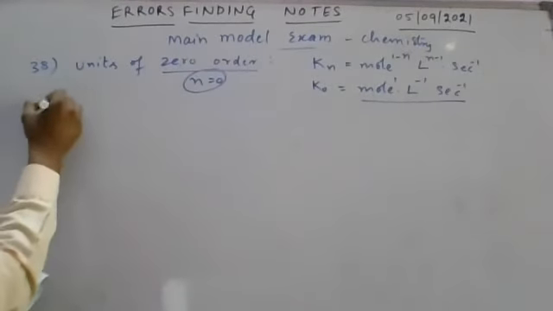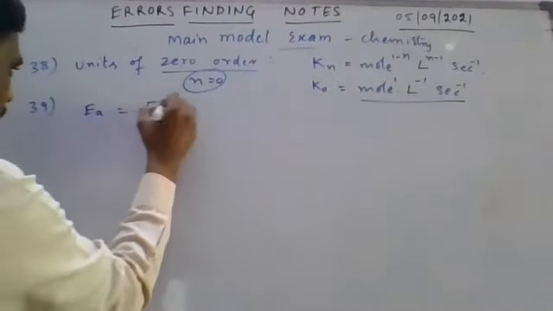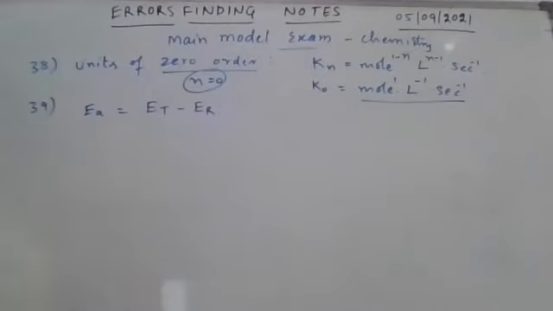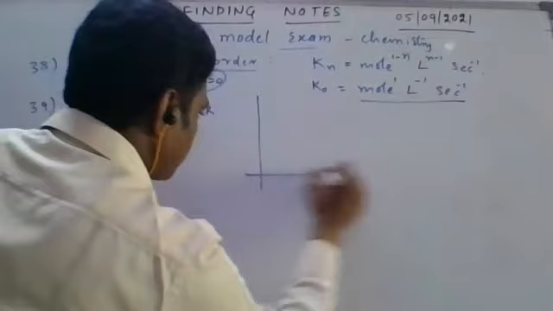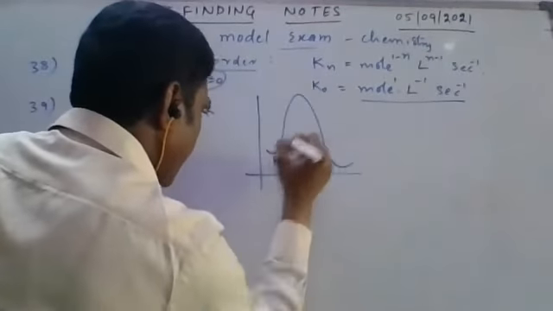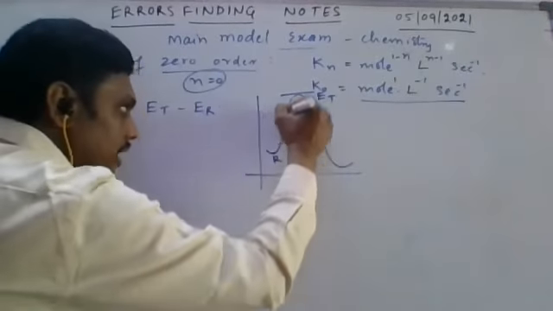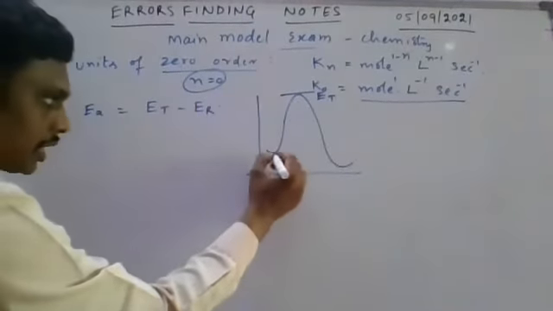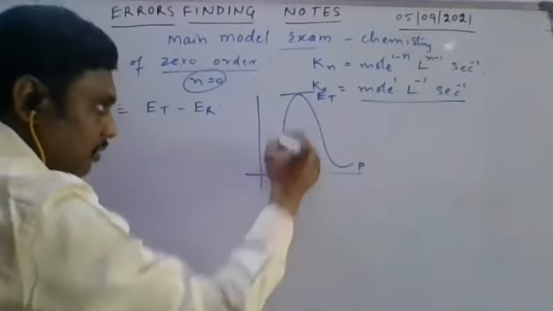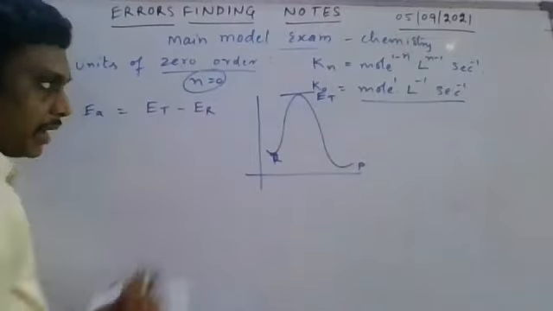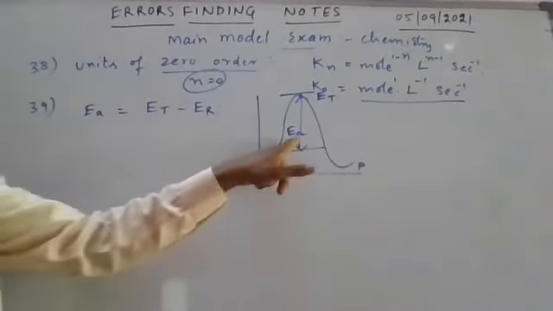First option, the 39th one we just discussed: activation energy is equal to threshold energy minus energy of reactants. If you observe the graphical representation, this is the reactant molecule, and this is the threshold energy. Reactant molecules require a minimum amount of energy to overcome the energy barrier. If the reactant molecule at this point is to be converted to product, it should overcome the energy barrier. So this much amount of energy is required. This is called activation energy.